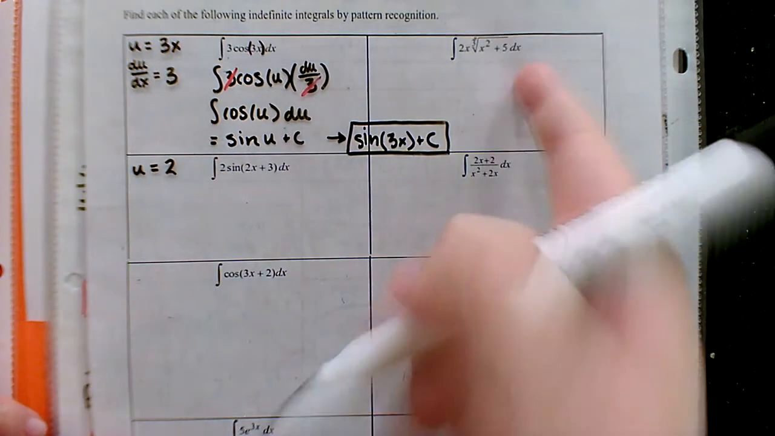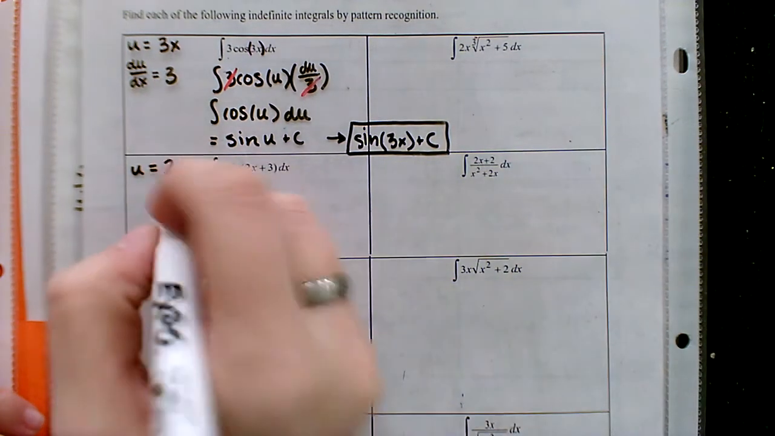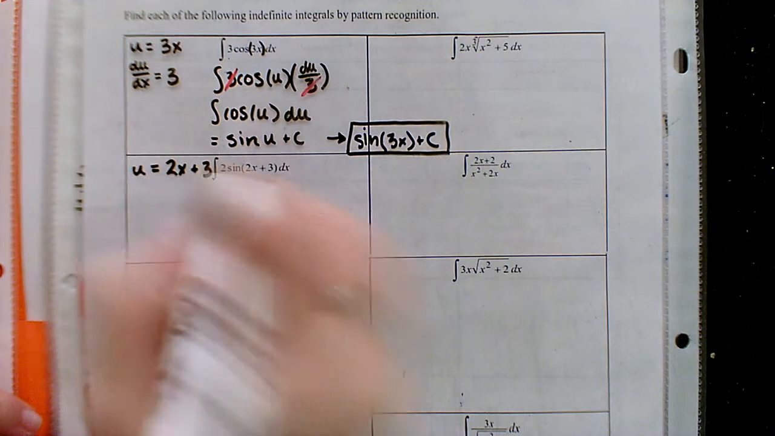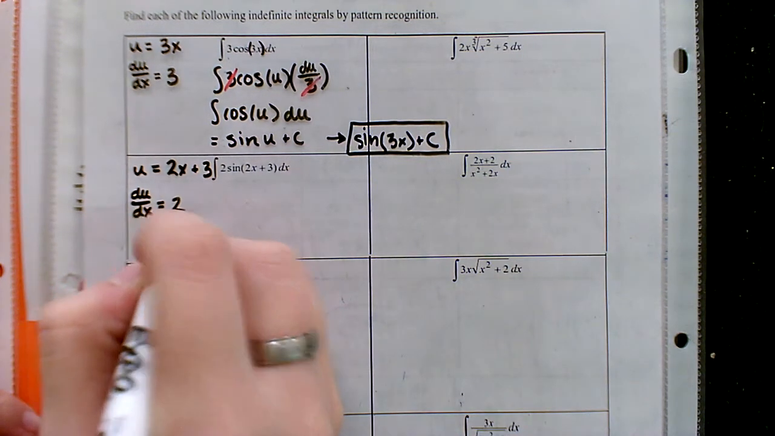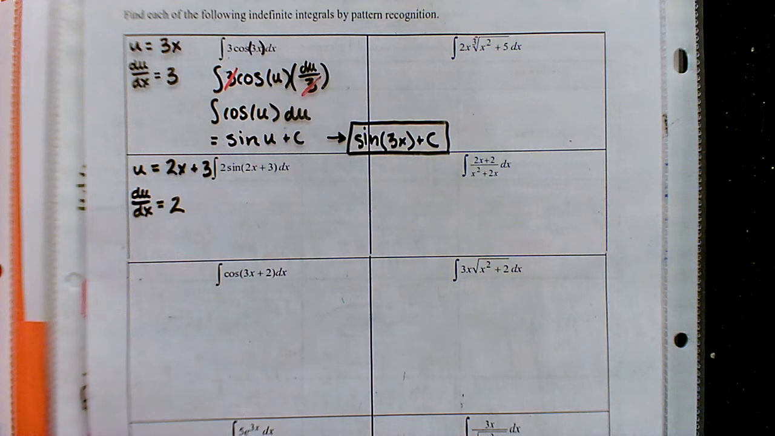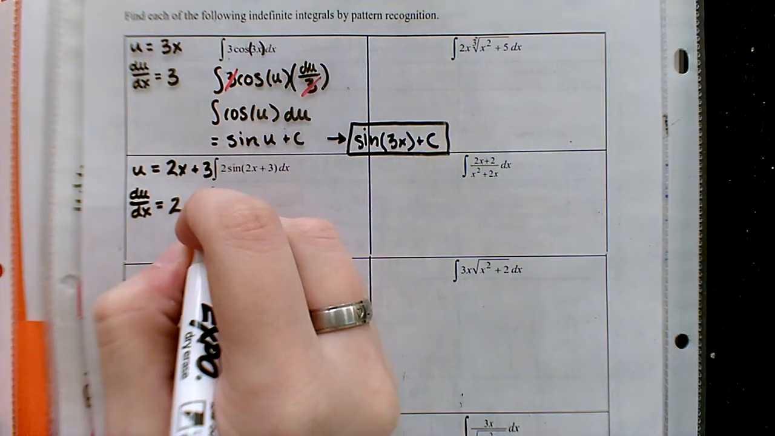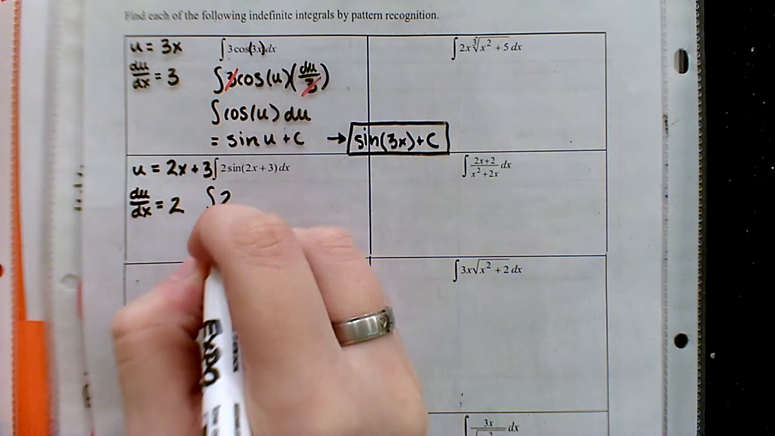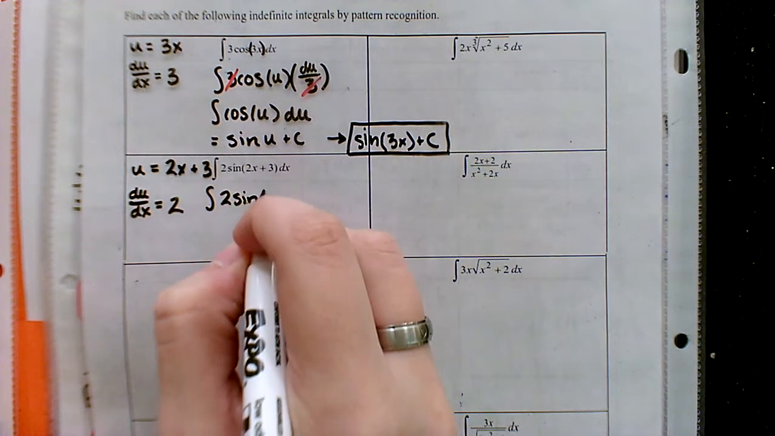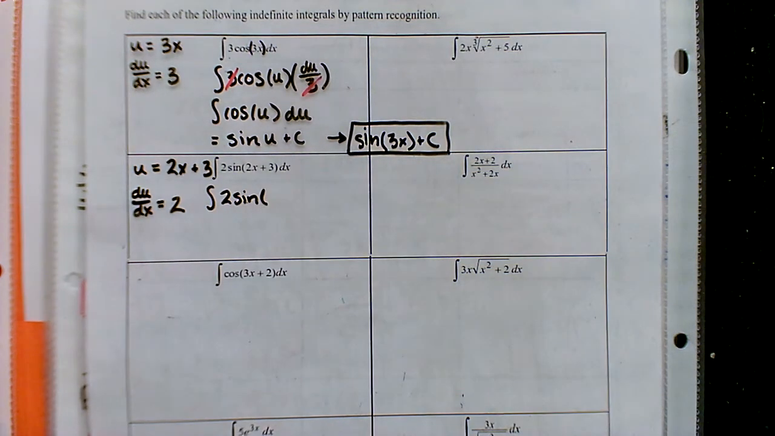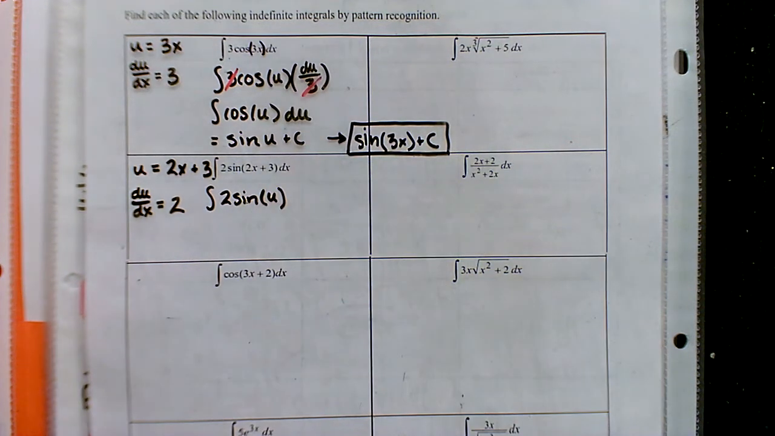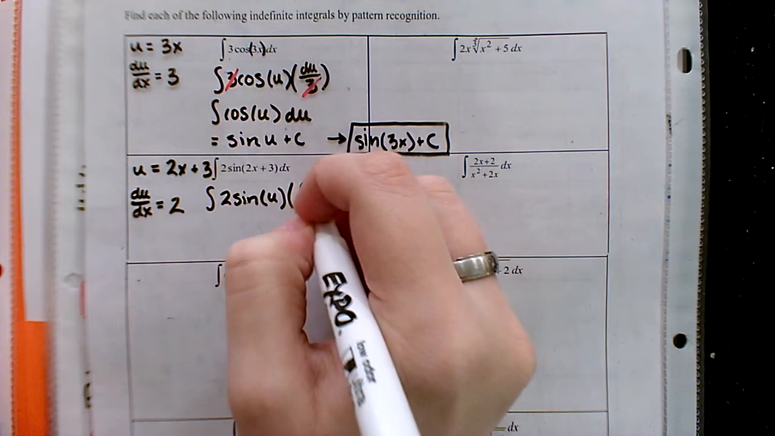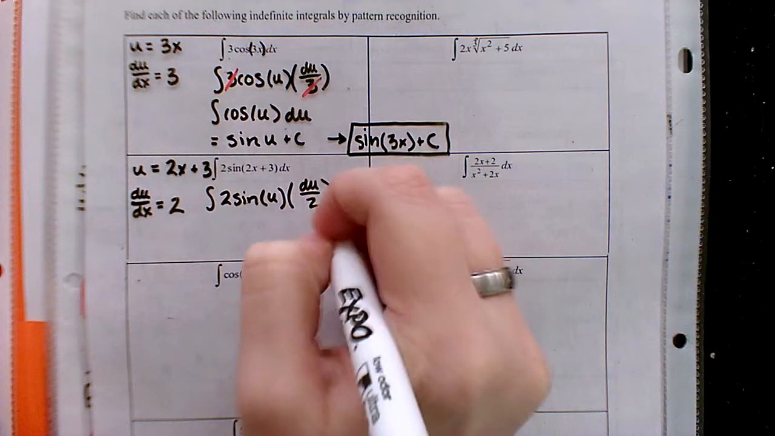Oh, we're doing, sorry, you went to the one over here. We'll come back to that one. There we go. 2x plus 3. If we take the derivative of that, we would just have 2. Let's go ahead and rewrite the original integral. So we're going to keep the 2 in the sine. Instead of 2x plus 3, we said that will be u. And instead of dx, we'll have du over 2.